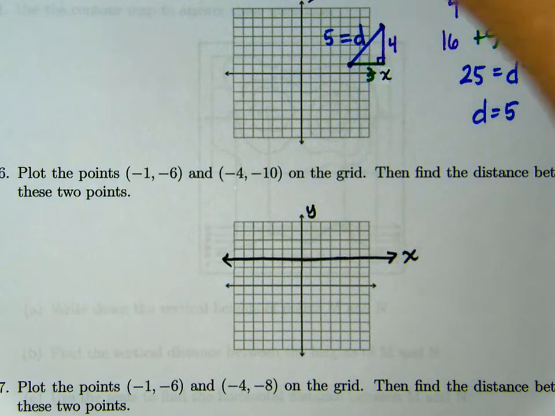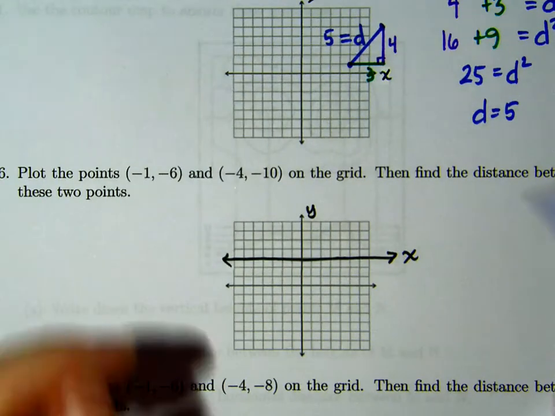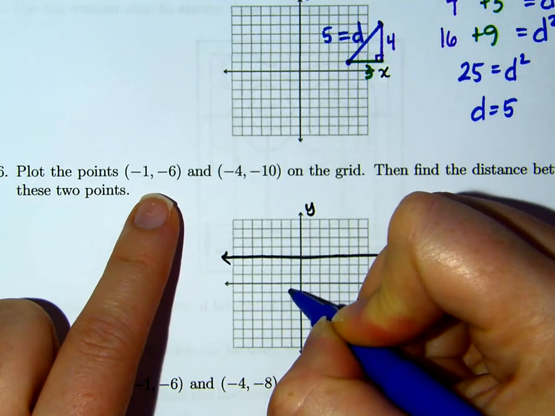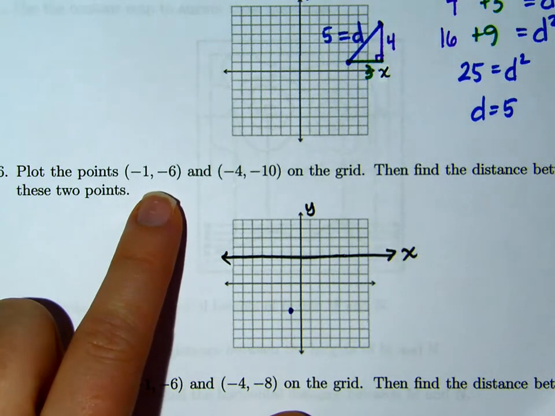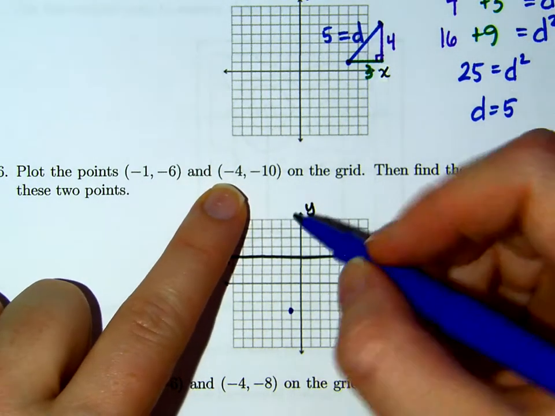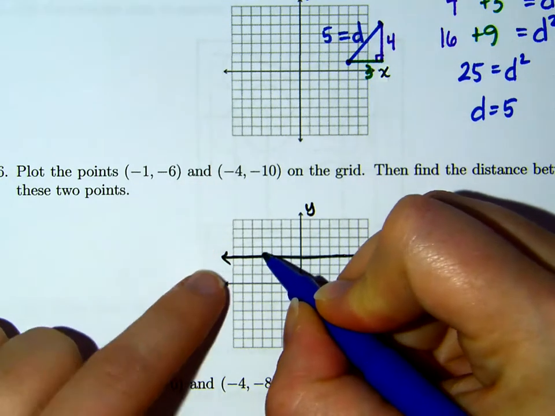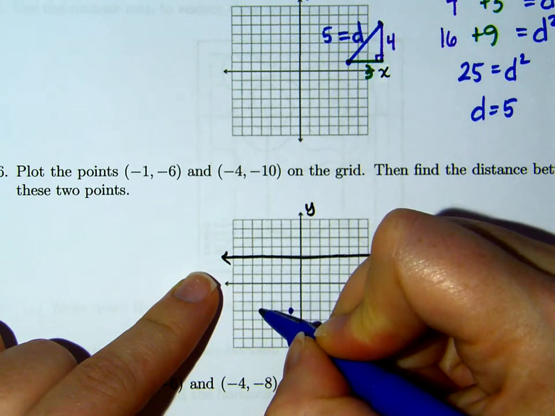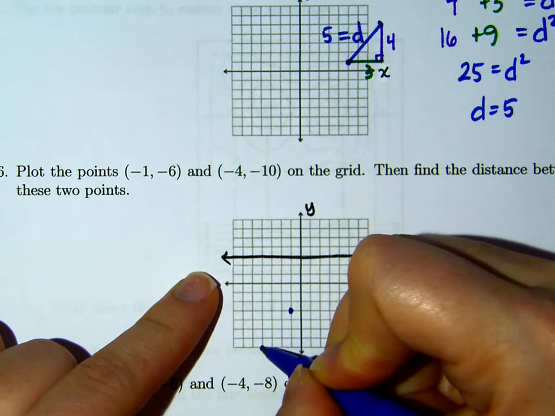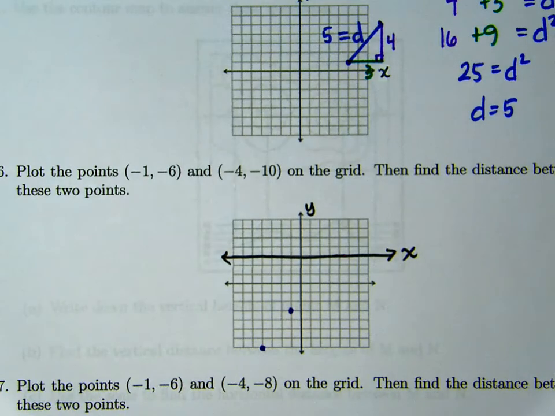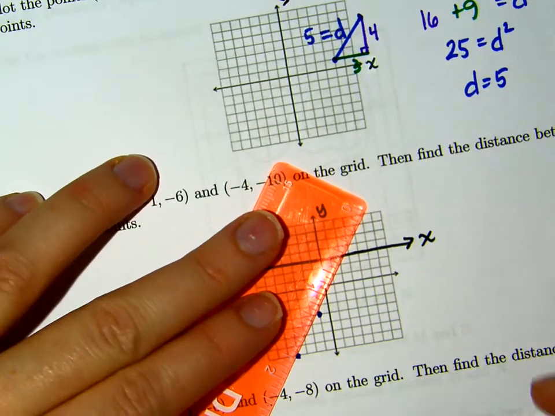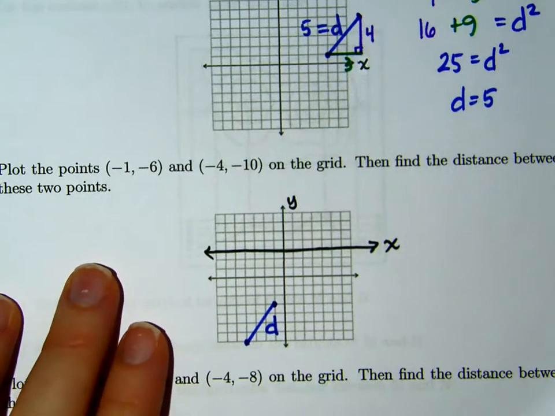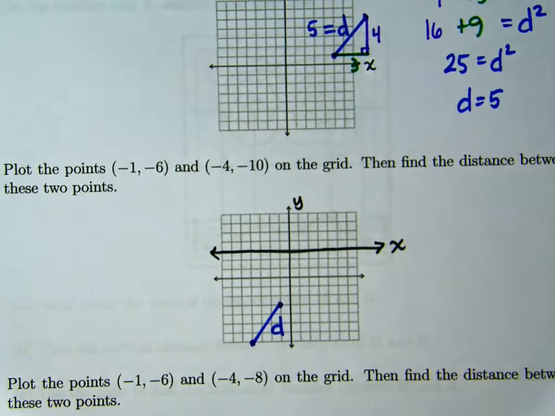Okay, and let's plot. -1, -6. -1 and 1, 2, 3, 4, 5, 6. Got it? -4, -10. 1, 2, 3, 4 to the left. 1, 2, 3, 4, 5, 6, 7, 8, 9, 10 below. Got it. Okay, connect them. Label it with a D. So far, so good. Find the distance between these 2 points. I'm going to use the same exact process.